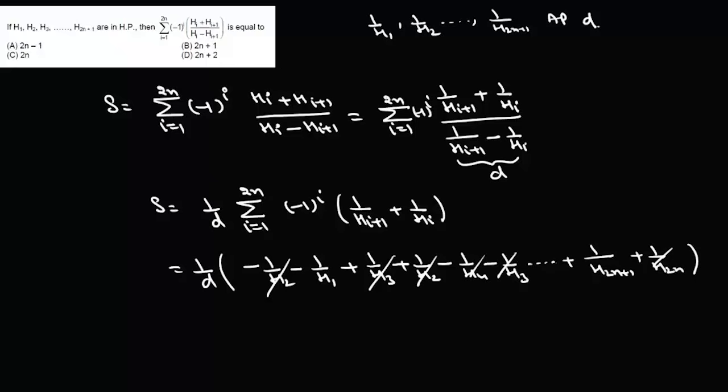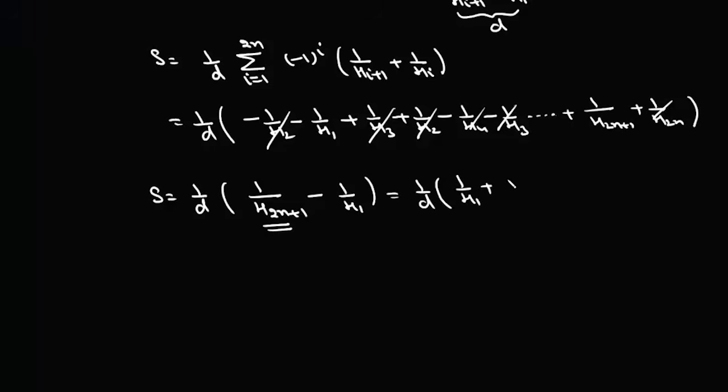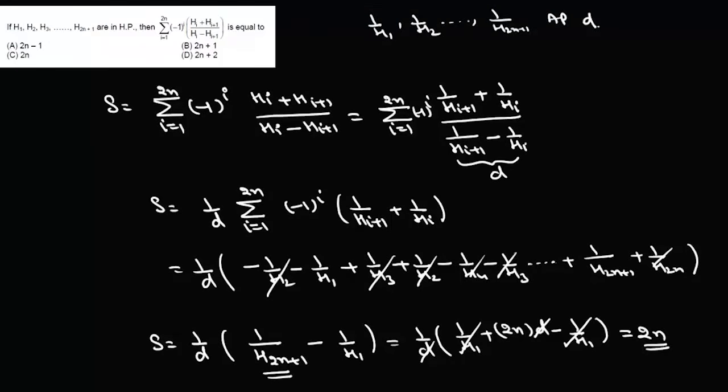So we'll get the series as S equals 1 by D times (1 upon h_(2n+1) minus 1 upon h_1). Now this is the (2n plus 1)th term of an AP. So it will be 1 by D times (1 upon h_1 plus 2nD minus 1 upon h_1). Now h_1 will cancel, D will also cancel. So this sum will be equal to 2n. So the answer to this question is 2n, and that's your option C.